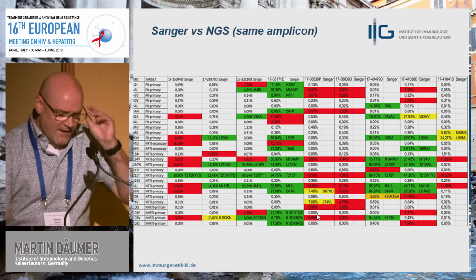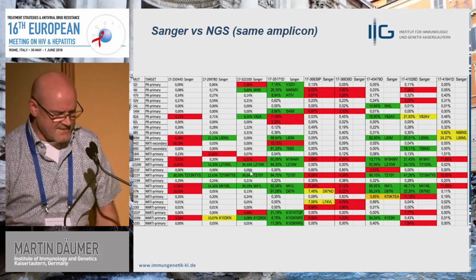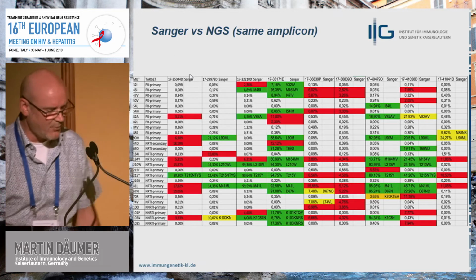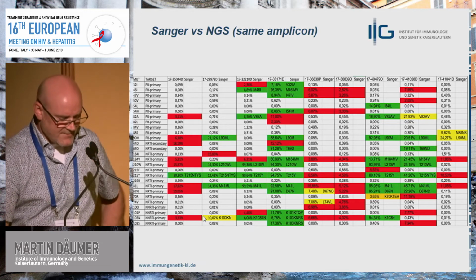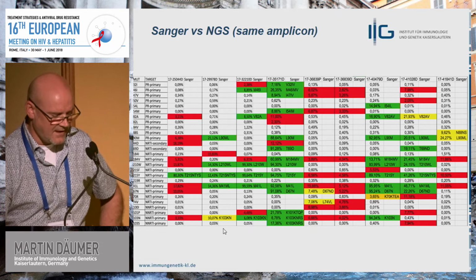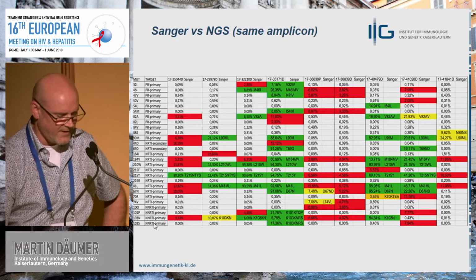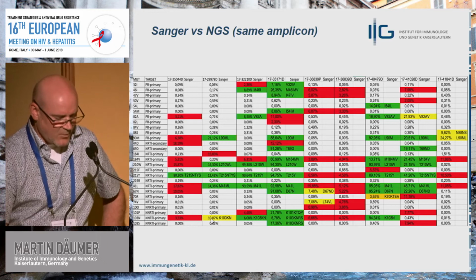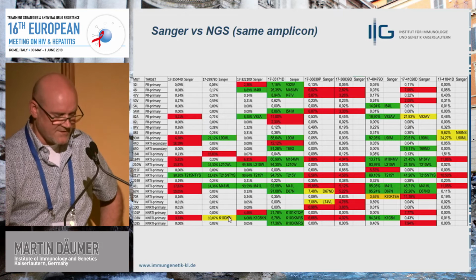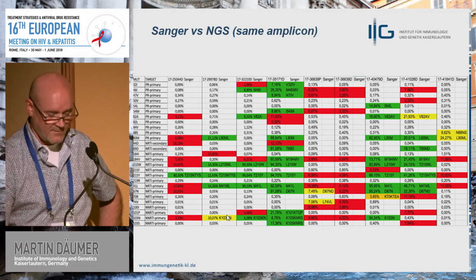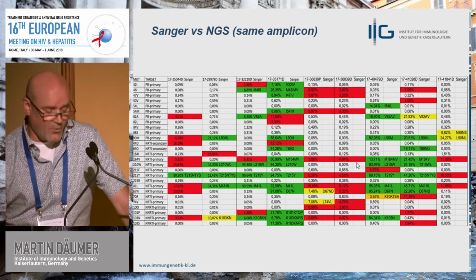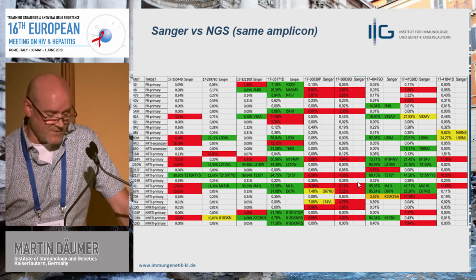So we can go a little bit deeper in this, in which we try to compare. This is a proviral DNA approach. And you see somewhere here is the K103N. This is a Sanger sequencing column, and here's the 103N mutation. And you see it was detected with 10% in the NGS approach, and it was also detected in the Sanger sequencing approach. All others, which are highlighted here in red, were not detected in the Sanger sequencing approach.